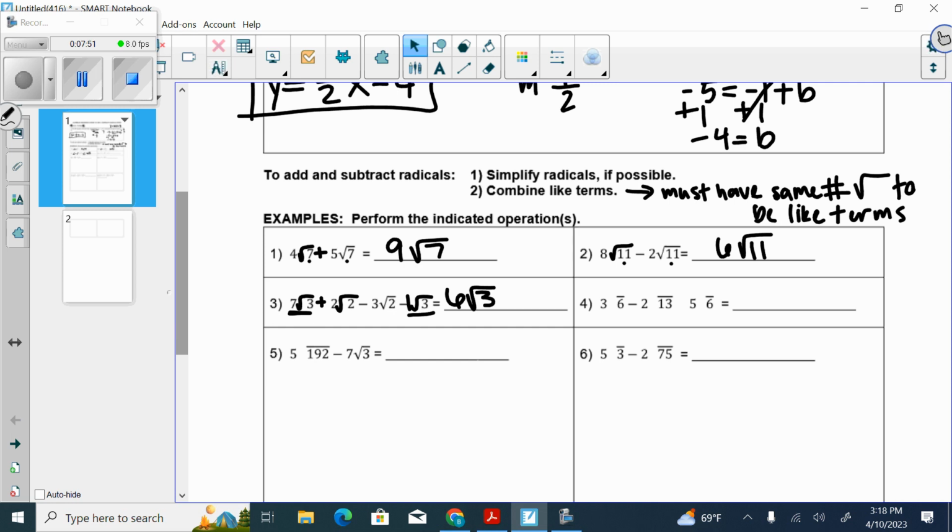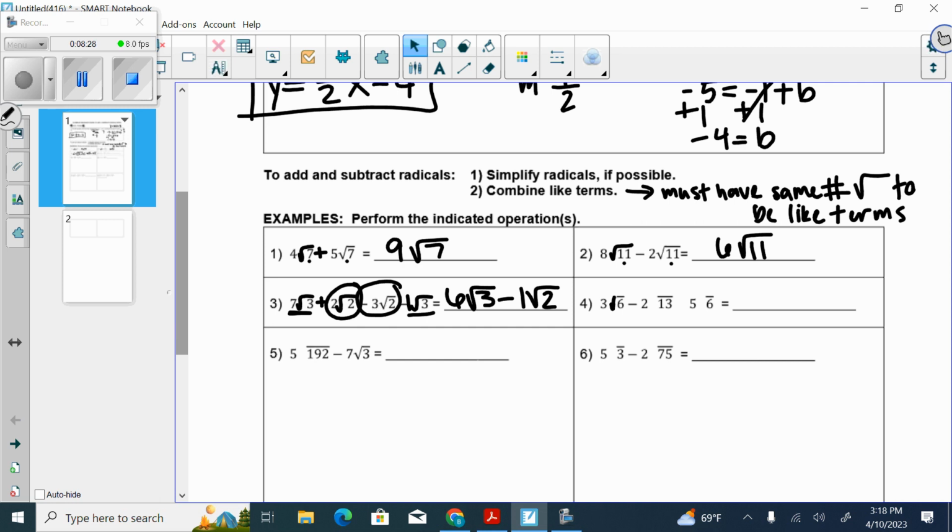Okay. I also have a 2 square root of 2. Is there anything else like that? All right, so I have 2 square root of 2 minus 3 square root of 2. So what is 2 minus 3? Negative 1. So I'm going to have negative 1, what? Square root of 2. Okay? And I cannot put these two things together because they're like an x and a y, right? They're not like terms. I have to keep them separate.